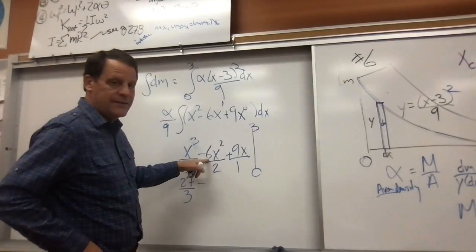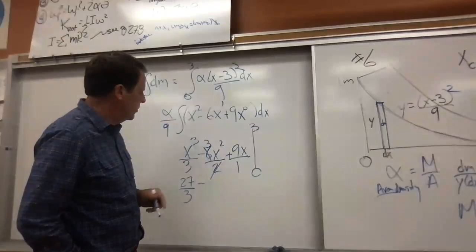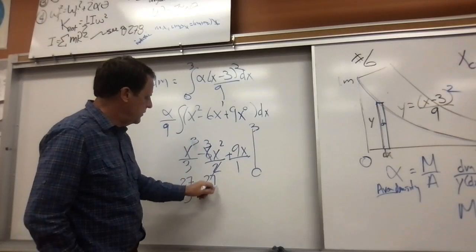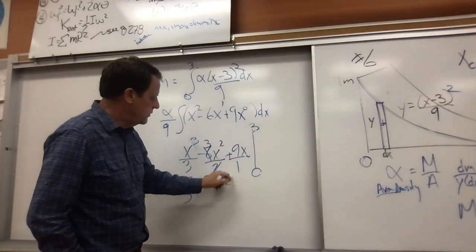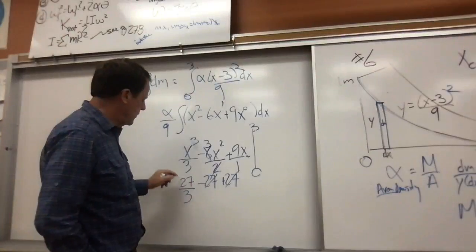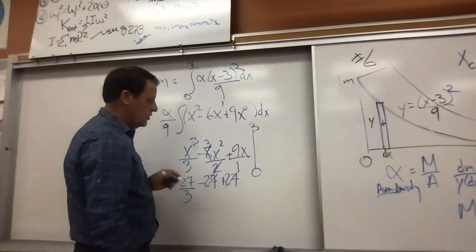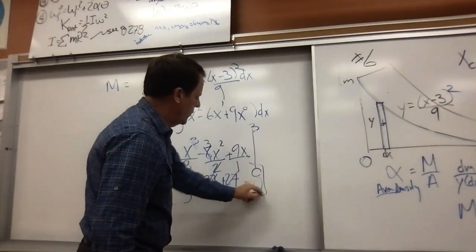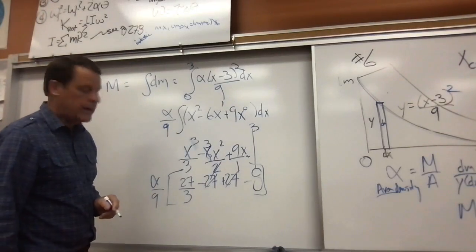9 times 6, well, we can actually reduce this to 3 because this 2 will reduce. So 9 times 3 is 27, so minus 27. 3 times 9 is plus 27, okay? So these two cancel out. Minus this whole thing when we put in 0, which is nothing, so that's minus 0. And this whole thing times our pi over 9.